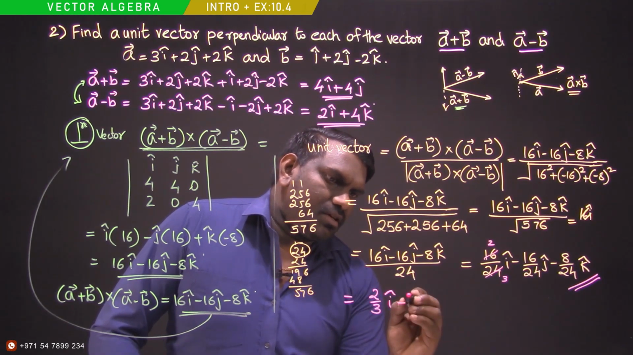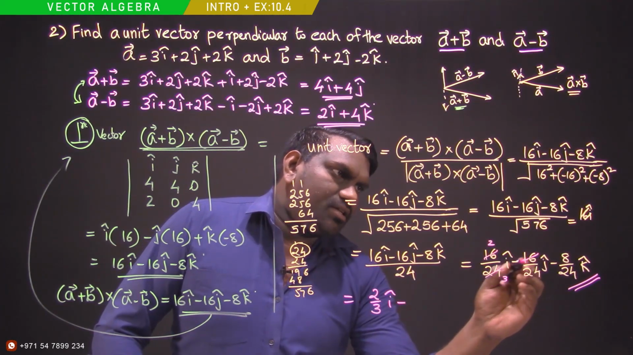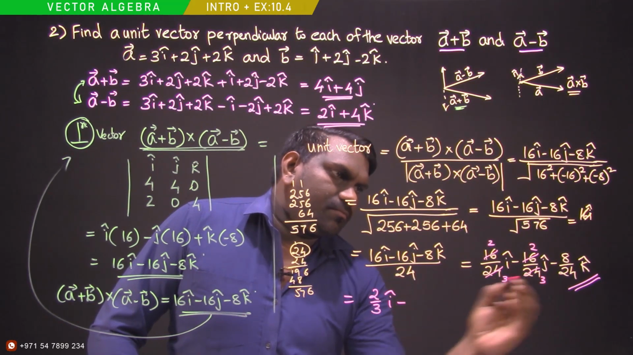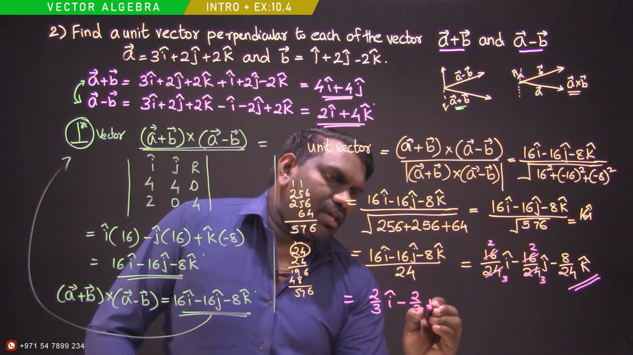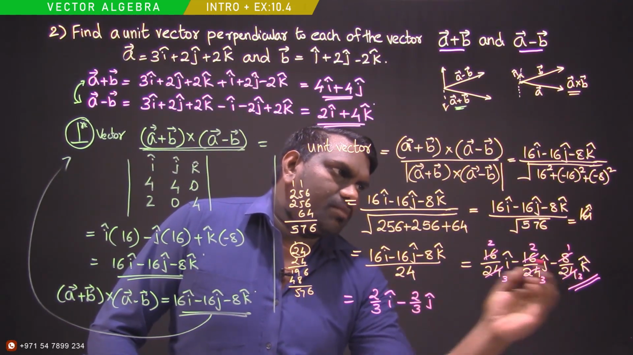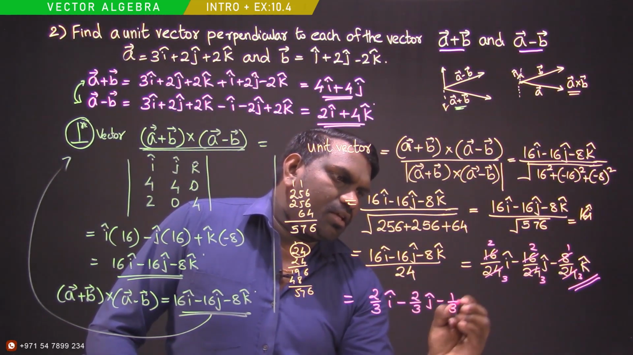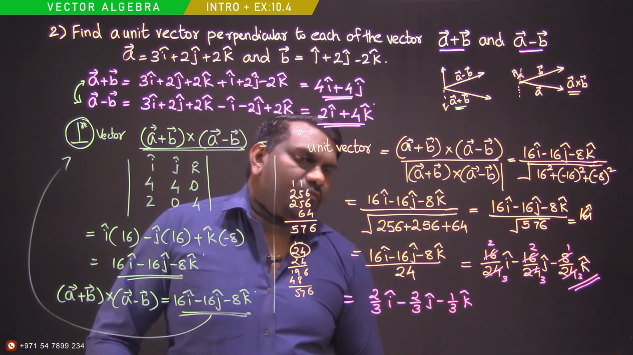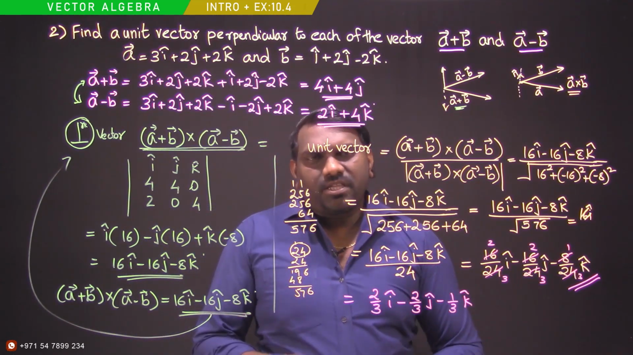Minus 16, 8, same thing, like 2 and 3. 2 by 3 j cap. Then this one 8 one time, this one 3 times. So minus 1 by 3 k cap. Fine. എനിക്ക് വേണമെങ്കിൽ 1 by 3 വെളിയിലോട്ട് എടുത്ത് വേണമെങ്കിൽ എഴുതാം.